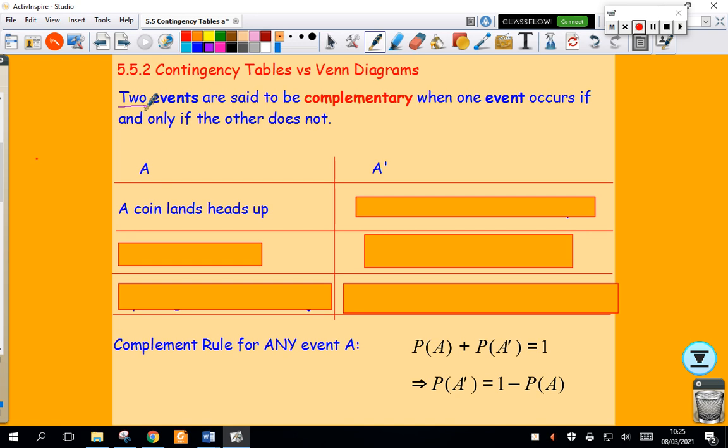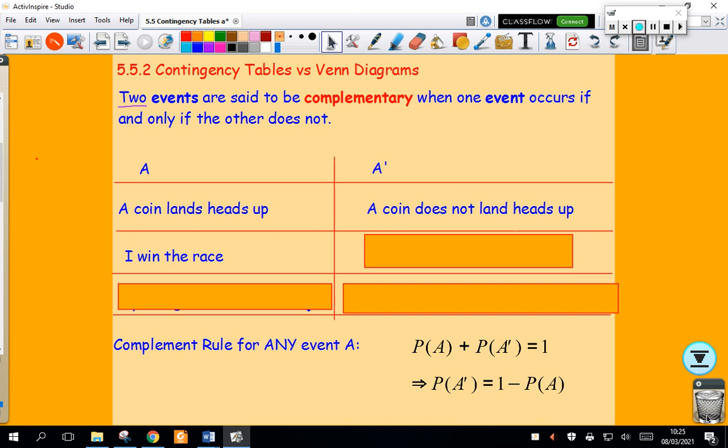not. So we're talking about two events, and those two events have to cover all the possible outcomes from some experiment. So if I flip a coin, and I define event A as the coin lands heads up, event A complement has to be the coin does not land heads up. So they cover all possible outcomes from that experiment. If event A is I win the race, well, event A complement will be I do not win the race. They cover all possible outcomes in that experiment.